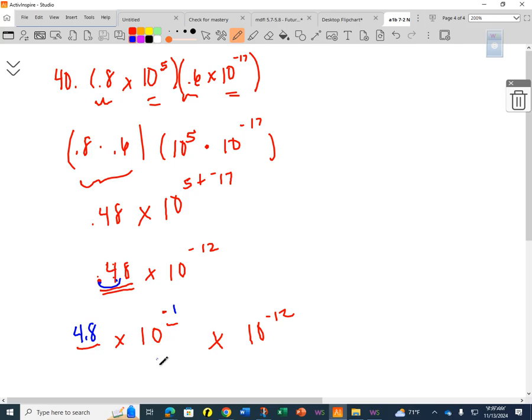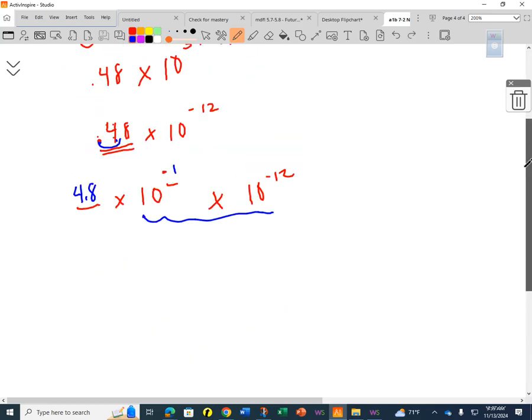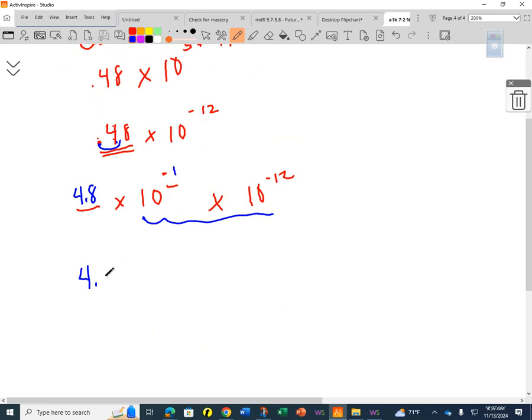So now we just have to simplify these powers of 10 again. So now we have 4.8 times 10 to the negative first plus negative 12th, or 4.8 times 10 to the negative 13th.